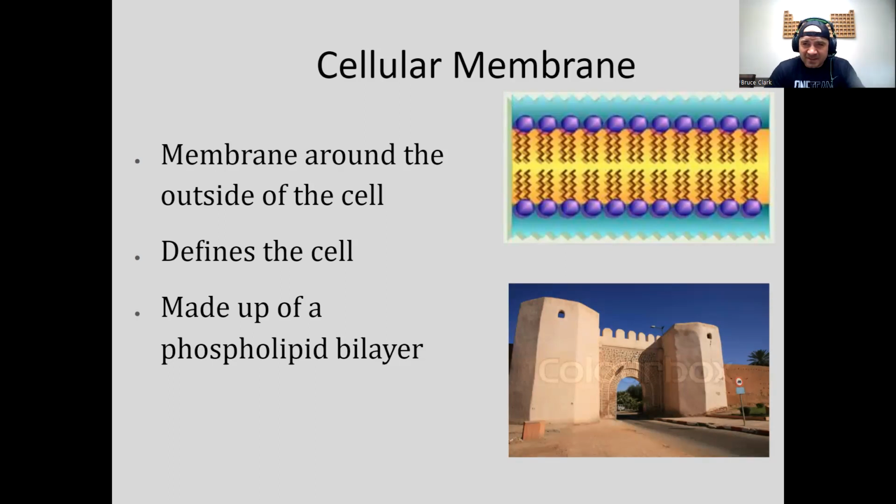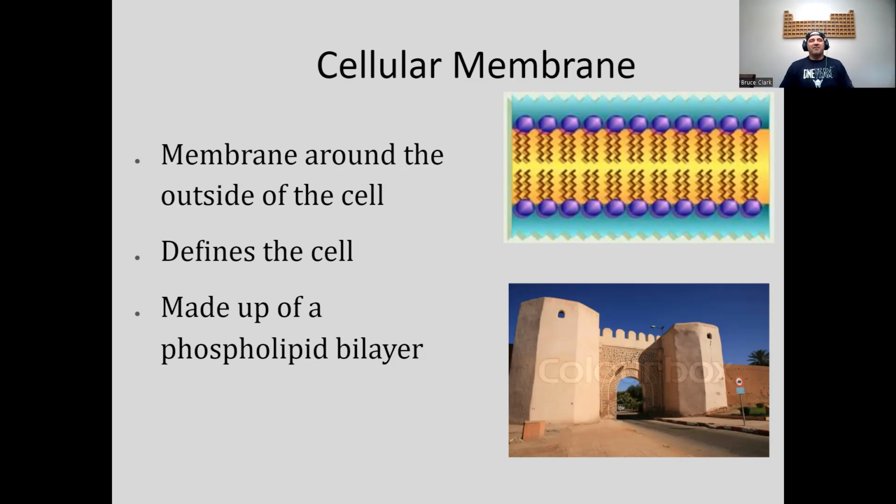So, cell membrane. That is the membrane around the outside of the cell. That is going to define the cell, meaning that if there are parts inside that membrane, then it's a part of the cell. If it's outside that membrane, it's no longer a part of the cell. So it sets the boundary for a cell, just like the castle walls would set the boundary for a castle. All right, so you see the castle walls drawing below.